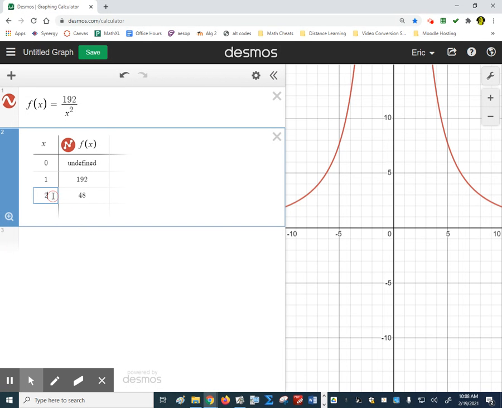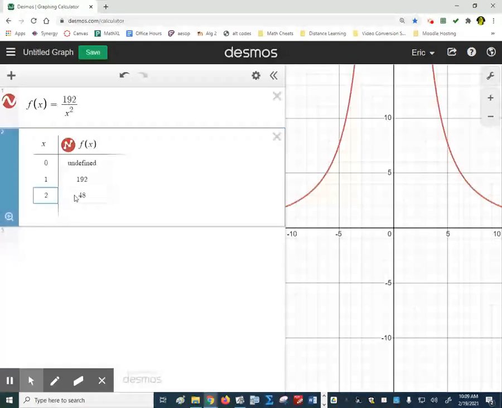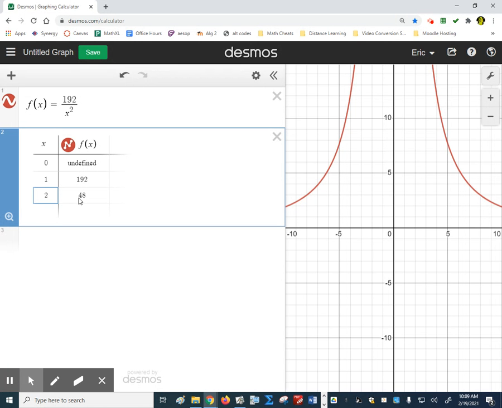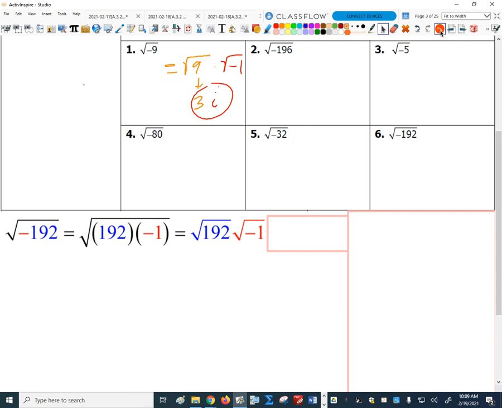Now think what this is saying. If x is equal to 2, then 192 divided by 2 squared is 48, right? So the square root then of 192 is going to equal the square root of 2 squared times the square root of 48. So the numbers in the x column end up being the numbers that are outside of the radical, and the numbers in the f of x column are the numbers that are inside the radical. Everybody see that? Let me do here. This will make it a little easier to understand, I think.